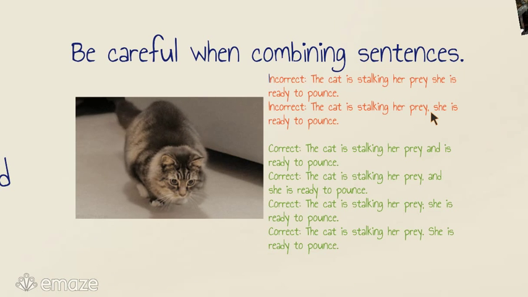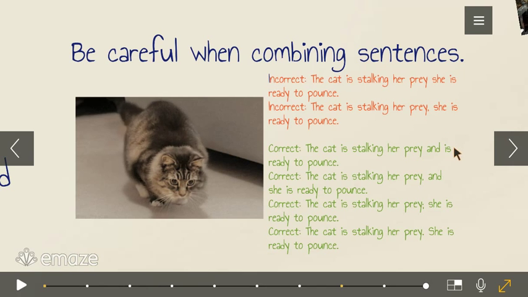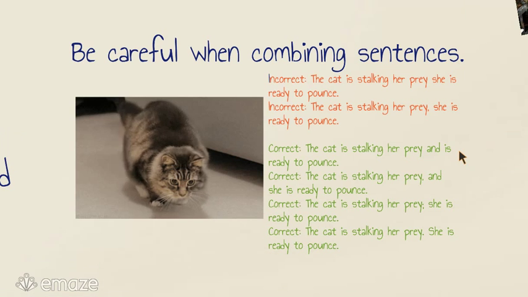So what I could do, like in this first example, is I could get rid of this subject here in my second independent clause and write a sentence like this. The cat is stalking her prey and is ready to pounce. Then I don't need any extra punctuation, and that's grammatically correct.